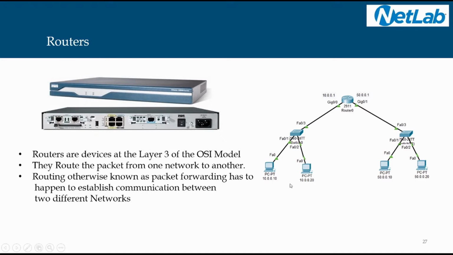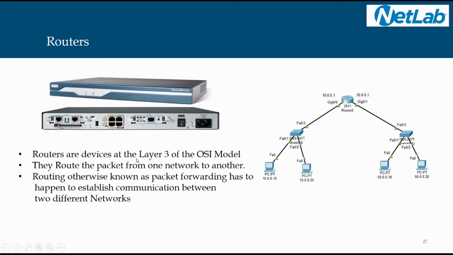This is the 10 network and this is the 50 network, and both are connected to the router, and routing or packet forwarding must happen here. Only then will these two networks be able to communicate. So a router is a device working at layer 3 of the OSI model that is required to establish communication between two or more different networks.